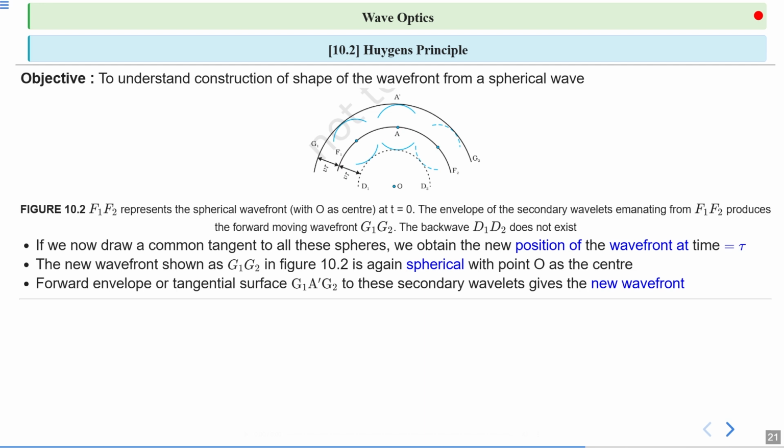Finally, let's look at the forward envelope or tangential surface. Forward envelope means the tangential surface of these secondary wavelets, denoted as G1, G2. This surface is formed by the secondary wavelets and represents the new wavefront. It's important to note that this forward envelope is what we observe as the advancing wavefront, while the backward wavefront D1, D2 does not exist. This concept helps us understand the directional nature of wave propagation.